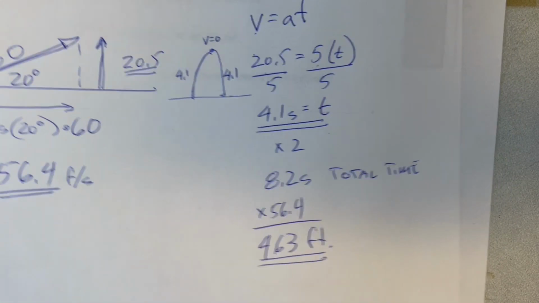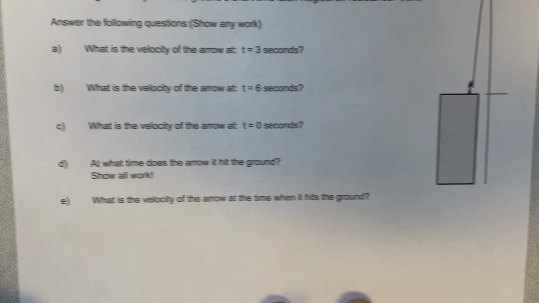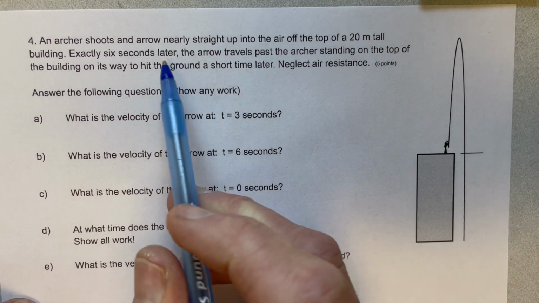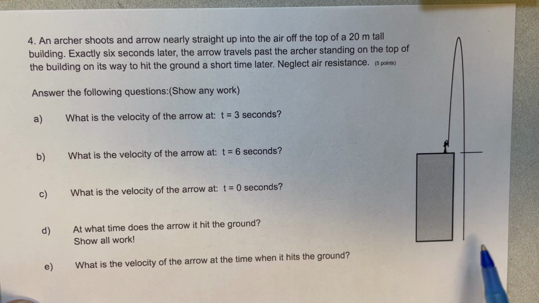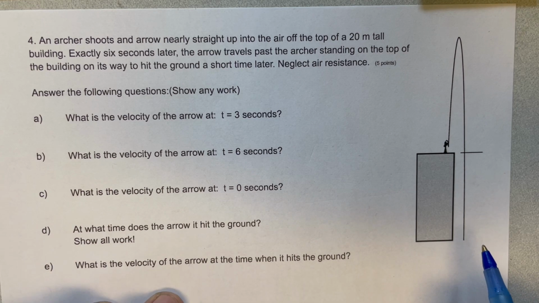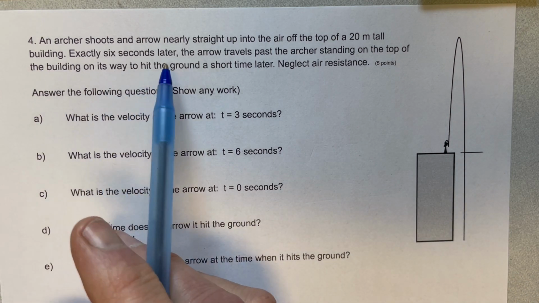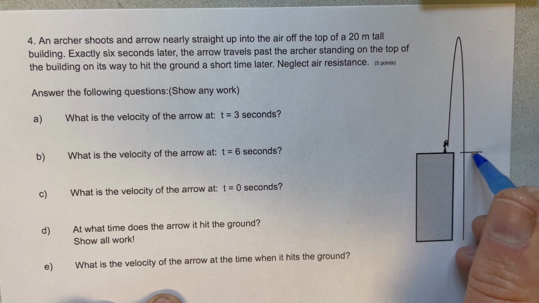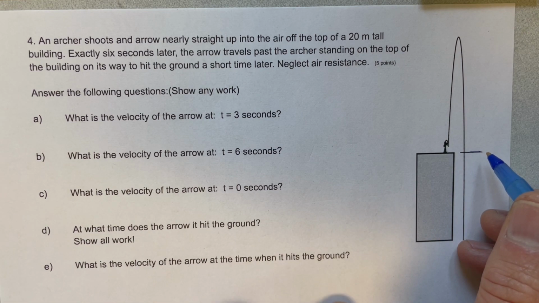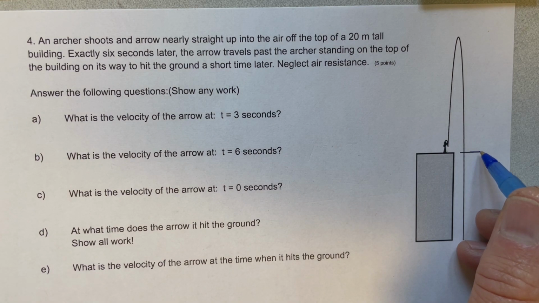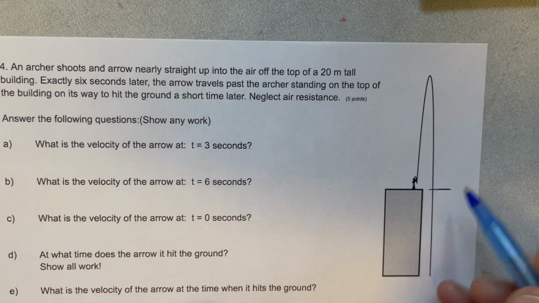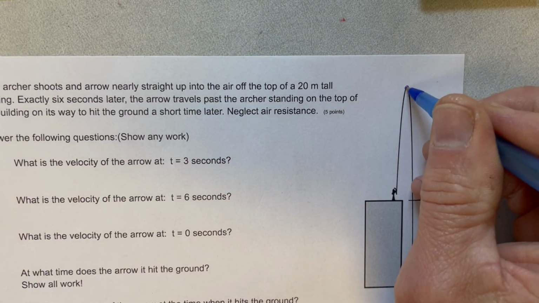So on to 4. In this case, an archer shoots an arrow nearly straight up in the air. I put an archer in the picture, and so the arrow goes up, comes down, thankfully misses him, and exactly 6 seconds later, the ball goes past the archer on the roof of the building. Okay, so that is giving away the symmetry of the problem, that if it takes 6 seconds to go up and go down, it takes 3 seconds to get to the very top.